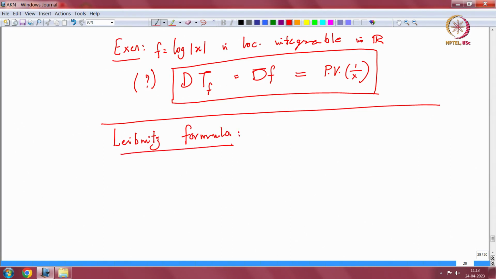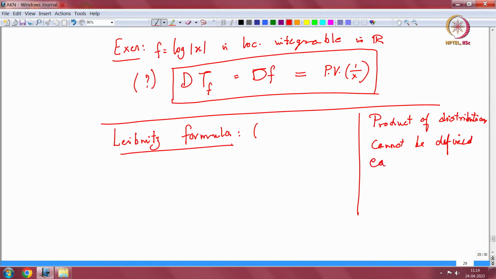Recall that the product of distributions cannot be defined easily. You want to know whether we can define a product of distributions. So, the question is: how do you define T1 into T2?